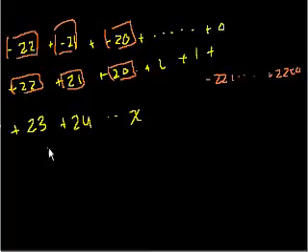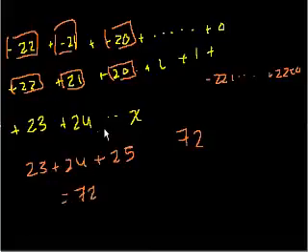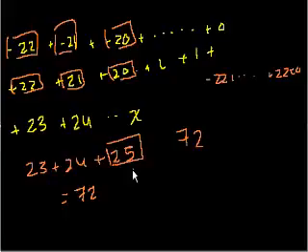So 23 plus 24 plus something up to x, and we have to get to 72. Here we can just eyeball it. 23 plus 24 plus 25. What's that? Well, their average is 24, and 24 times 3 is 72. Or we could just add it up. 23 plus 24 is 47, and 47 plus 25 equals 72. So the last number that we use in this whole range is 25. So this is x.